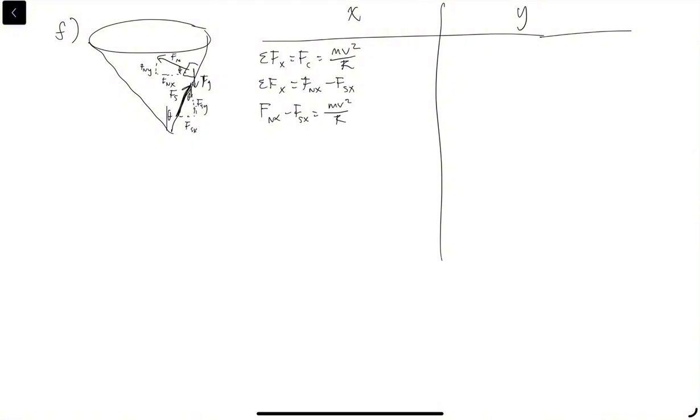And then we can set those as equal to each other. And we can expand this to Fn cosine minus Fn mu sine. And then we can take out the Fn. And then divide this over to isolate for Fn.